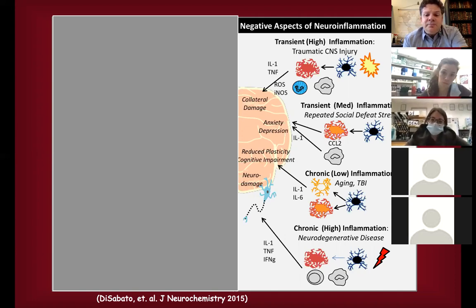And then the final stage would be this chronically high inflammation. And this is really what you're going to see in things like Alzheimer's, ALS, Parkinson's, where you just have inflammation that is essentially uncontrolled. Okay, so all these conditions, hopefully they're pretty clear, and hopefully we have some really good examples of these from my talks and from others about these different aspects of inflammation that are considered negative.